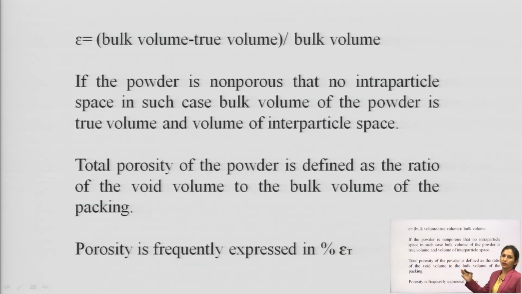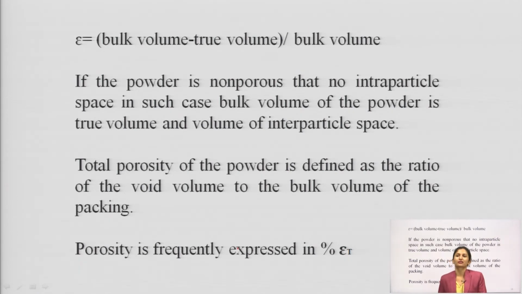Now, as it is denoted by the epsilon, epsilon equals bulk volume minus true volume upon bulk volume. How will you determine the porosity? Porosity is determined by the bulk volume minus true volume upon bulk volume. And what is the bulk volume? That is the volume including inter and intraparticle space. If the powder is non-porous, that is, there is no interparticle space, in such cases the bulk volume of the powder is equivalent to its true volume.